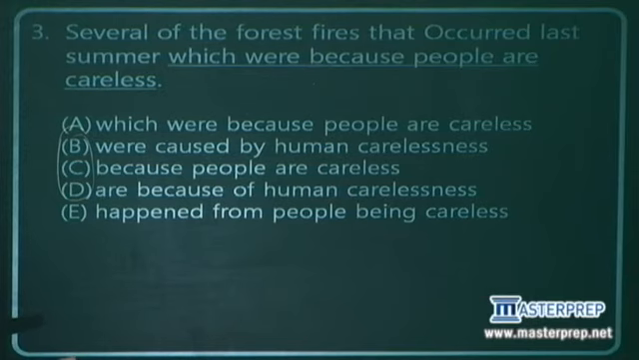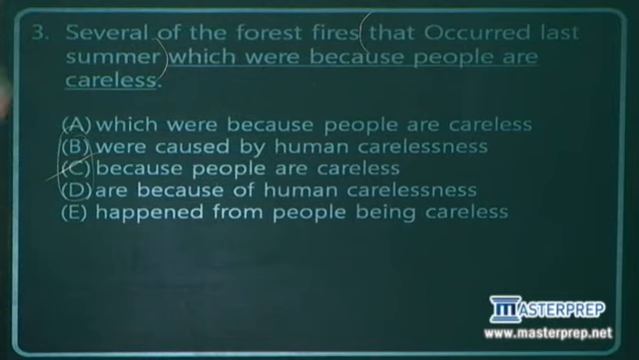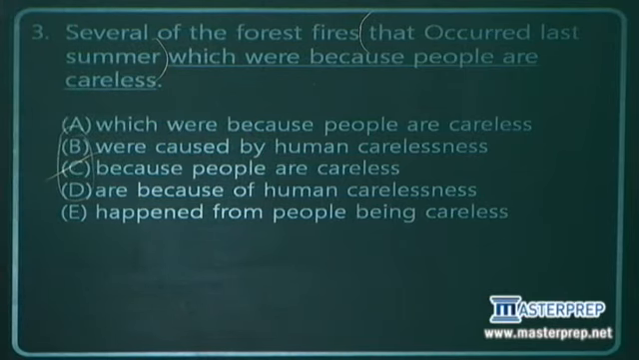Because people are careless. Are because, we can get rid of B. Why? We need a verb. Okay? Several of the forest fires, okay, that occurred last summer. That we can almost eliminate because that just modifies what? Forest fires. Several of the forest fires were caused by human carelessness. That looks good. Several of the forest fires because people are careless, that's out. Are because of human carelessness. Are caused by or are because of human carelessness.